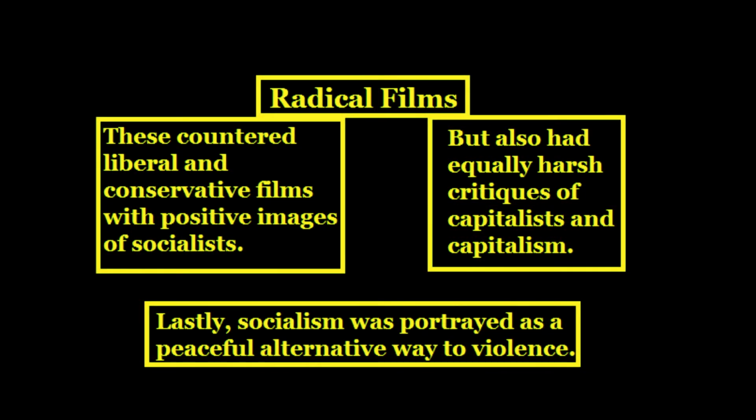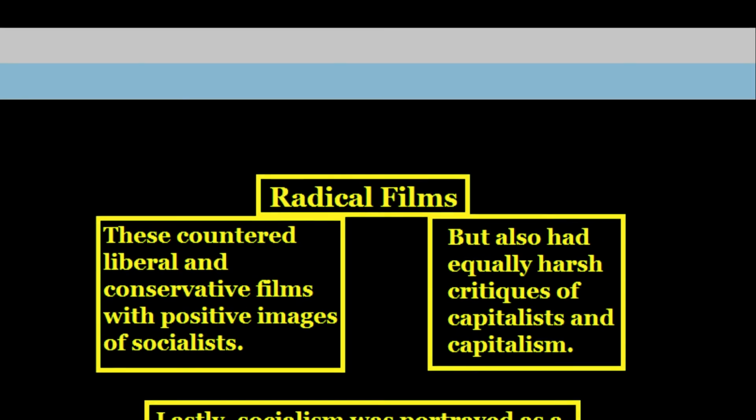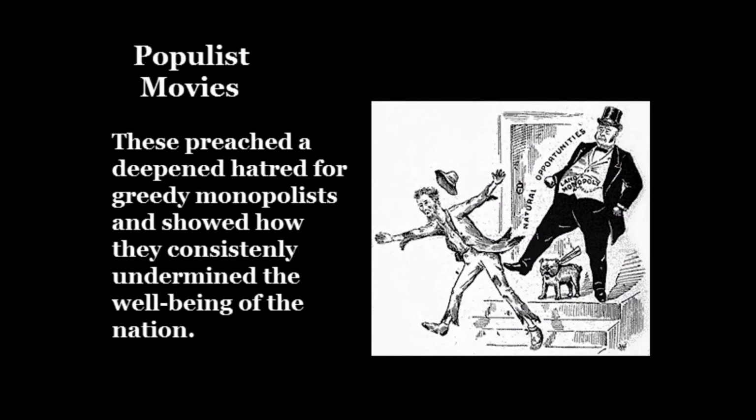Radical films. These countered liberal and conservative films with positive images of socialists, but also had equally harsh critiques of capitalists and capitalism. Lastly, socialism was portrayed as a peaceful alternative way to violence. Populist movies. These preached a deepened hatred for greedy monopolists that showed how they consistently undermined the well-being of the nation.